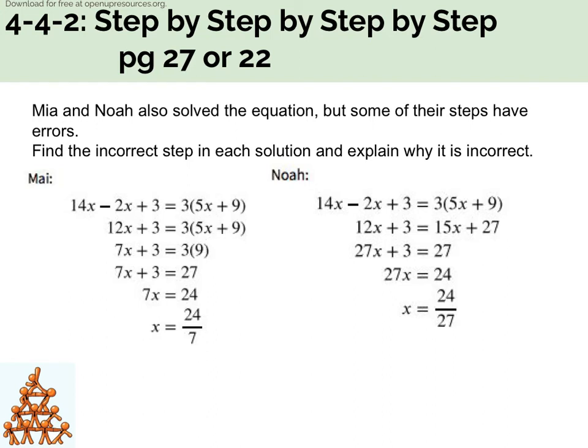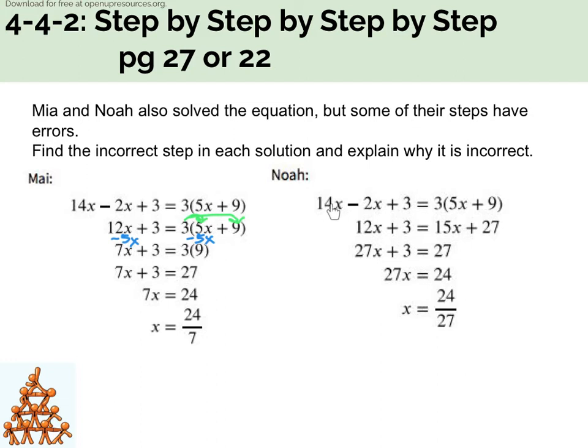Well, what Mia did is she subtracted off 5x from both sides to get to that 7x, but that's actually incorrect. What we actually have to do first is distribute the 3, and then combine like terms, put the x's together. So this is where Mia had the problem. Let's look at Noah.